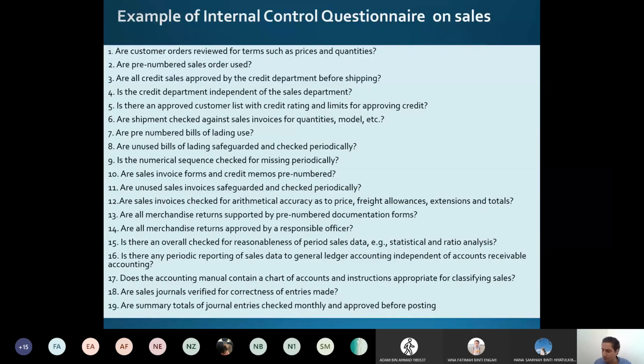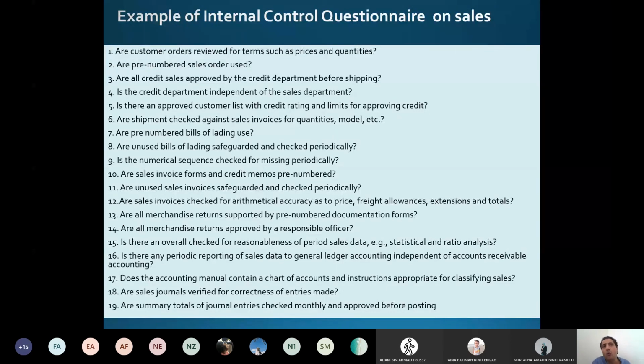Question number 4, please. Is the credit department independent of the sales department? So now we are trying to test the segregation of duties between the sales department and the credit department, because normally the front desk who deal with customers is the sales department. So they receive the customer orders, then they prepare the sales order.